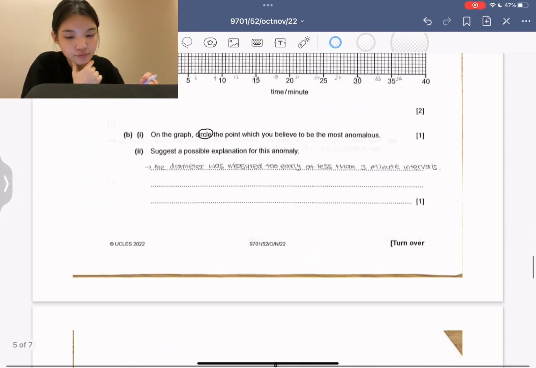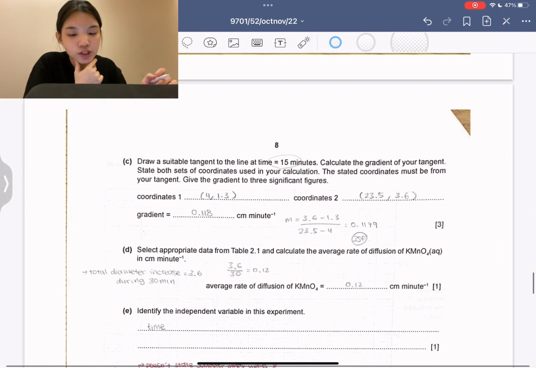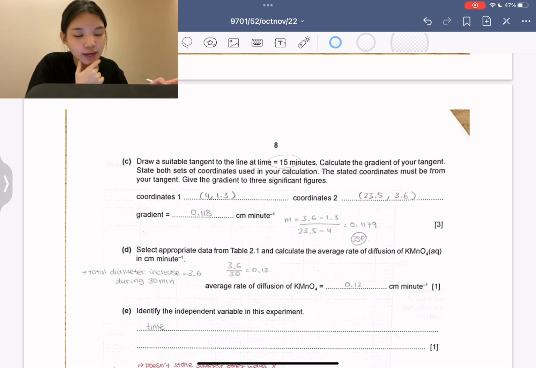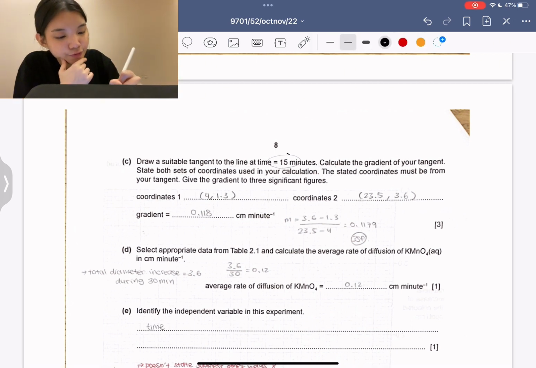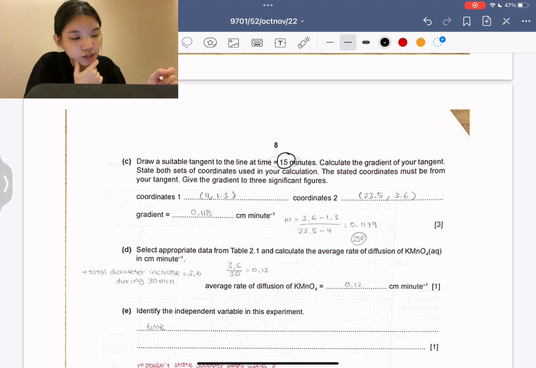Okay, next question. C. Draw a suitable tangent to the line at time 15 minutes. Calculate the gradient of your tangent. State both sets of coordinates used in your calculation. The stated coordinates must be from your tangent. Give the gradient to 3 significant figures. So I need coordinates and gradient, and to draw a tangent at 15 minutes.